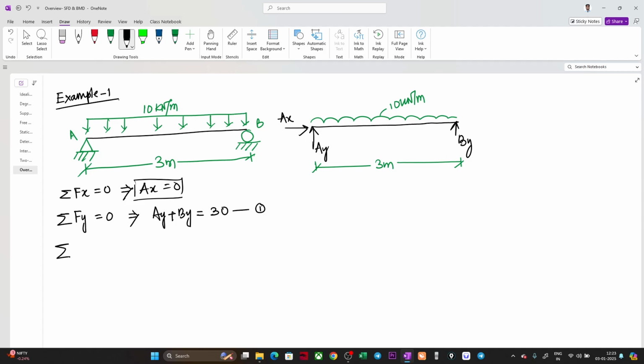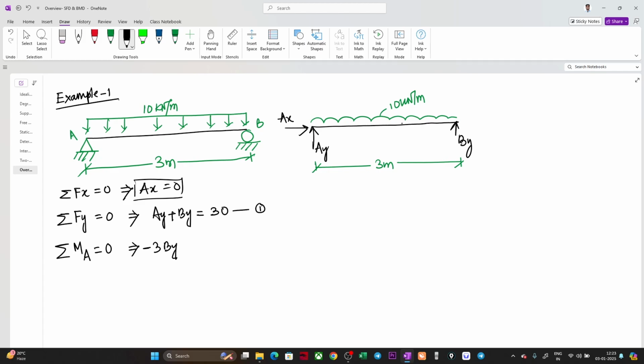Then summation of moment about A, MA, is equal to 0. So what are the things that will generate moment here? This reaction By will create an anti-clockwise moment. Anti-clockwise means negative as per our sign convention for the mathematical operation. So we can write 3 By, with a minus sign because it is anti-clockwise.